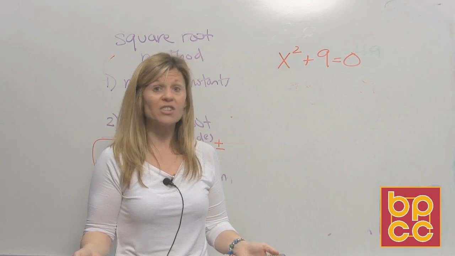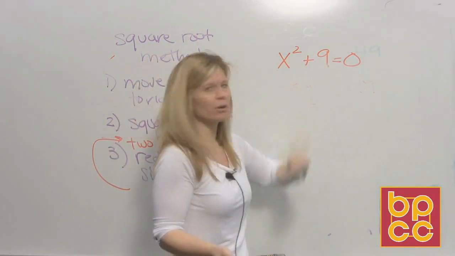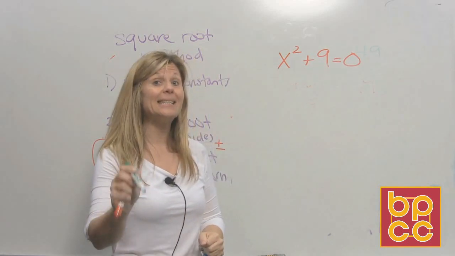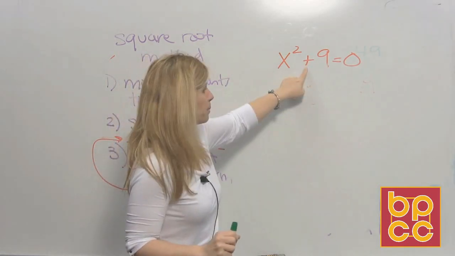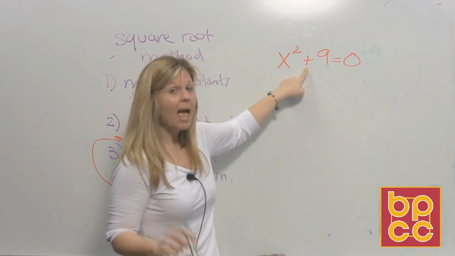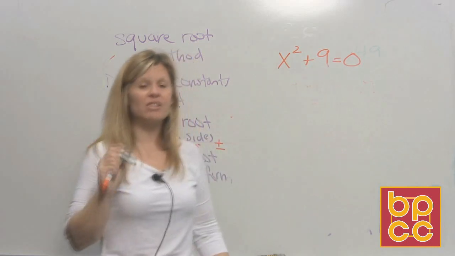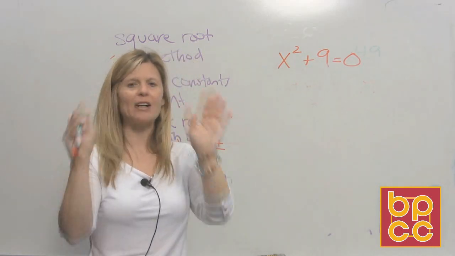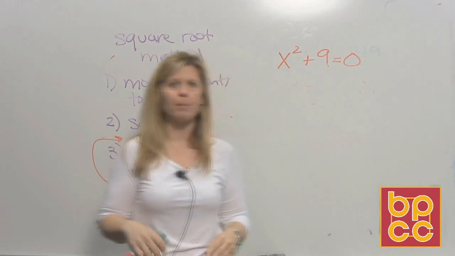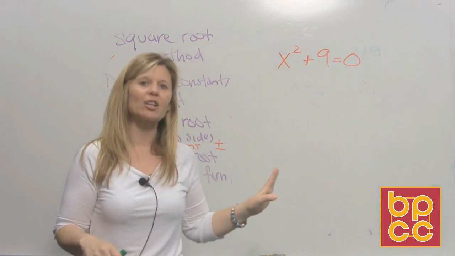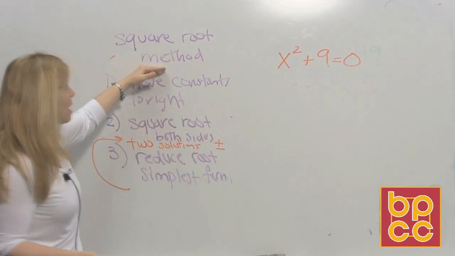Well, does it fit the three rules? Is there a GCF? No, there's not. Is it a difference of perfect squares? No. That's a plus, that's a sum, and we've already discussed way back when that the sum of perfect squares can never factor into two parentheses. And it's not a trinomial, it's not three parts. So we can't use factoring here. But we'll use our new method. We'll do the square root method.